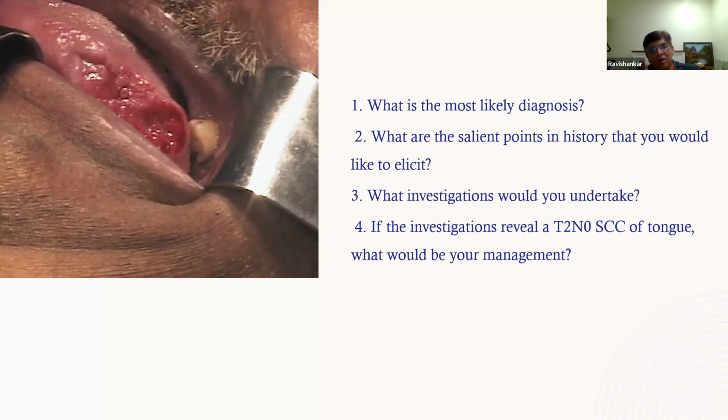Describe the whole thing. Rolled up edges are there. The length and breadth of the swelling. What does the base of the lesion look like? Is it extending beyond its territory? All these things you should describe, no? Irregular lesion of around 1 into 2 centimeters present on the lateral aspect, sir, with everted edges.